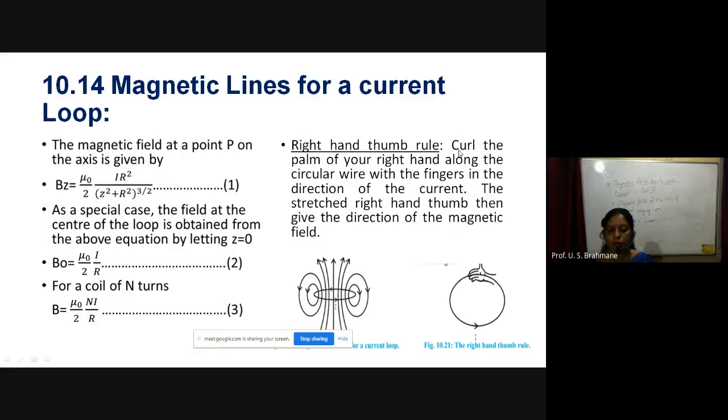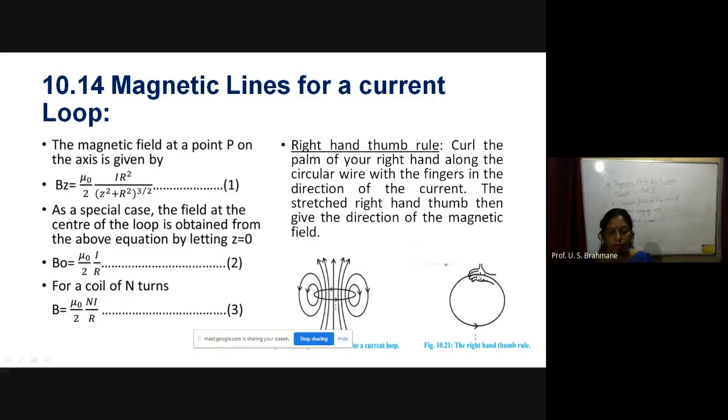Now see, what you have to do is curl the palm of your right hand along the circular wire with the fingers in the direction of the current. Then the stretched right hand thumb gives the direction of the magnetic field. So see here, curl the palm of your right hand along the circular wire with the fingers in the direction of the current. The stretched right hand thumb then gives the direction of the magnetic field.